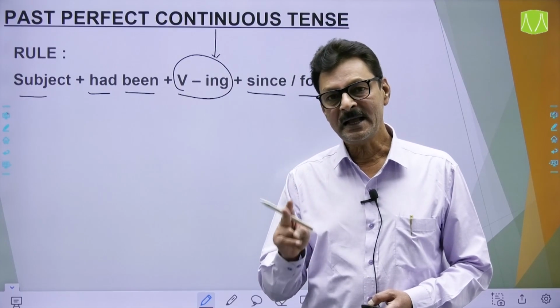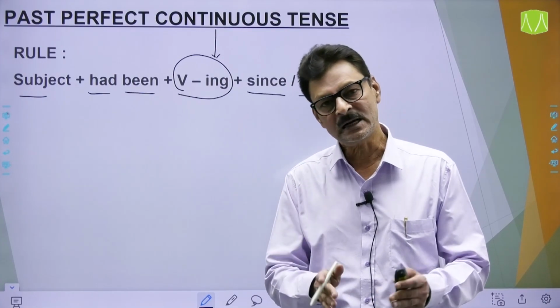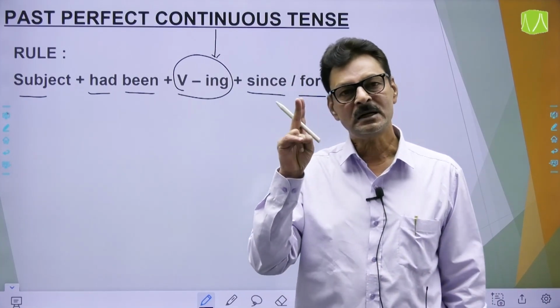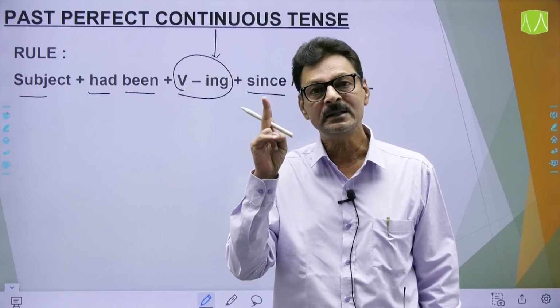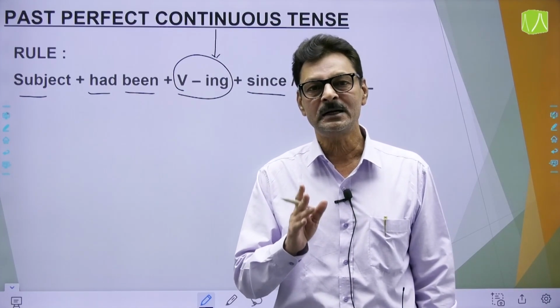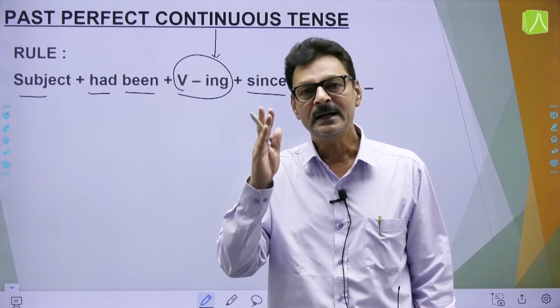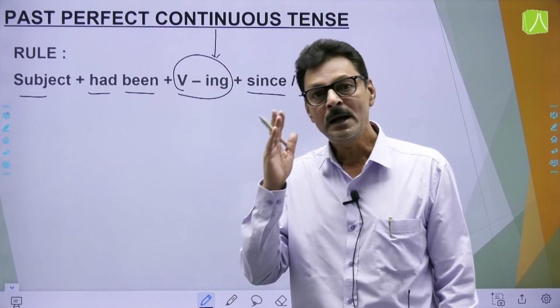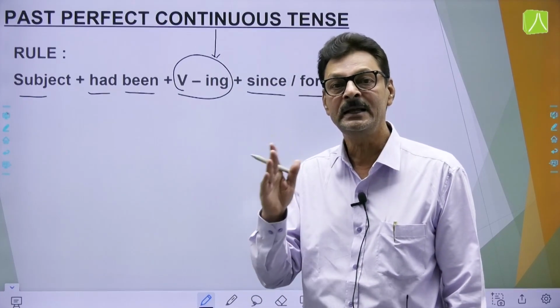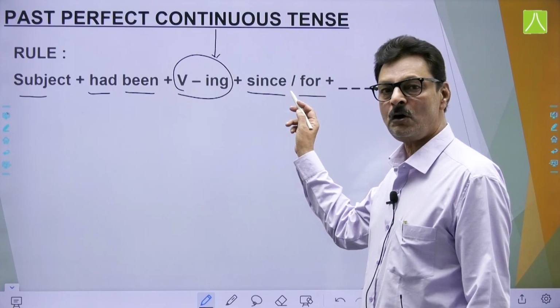Both tell us that the action was going on. The action is incomplete, the action is still going on. But past continuous tense does not tell when the action started. The action is going on, fine, but when the action started, that it does not specify. But in past perfect continuous tense, it tells us. It tells us since when the action had been going on, with the time constraints since or for.